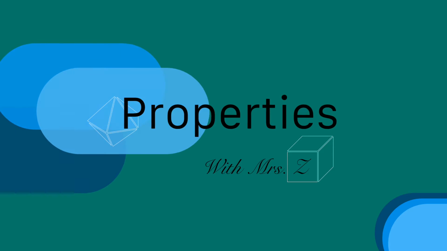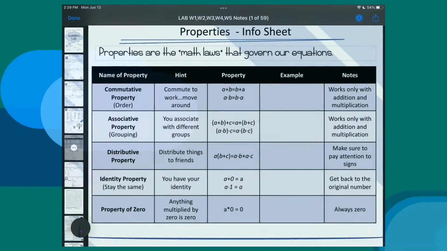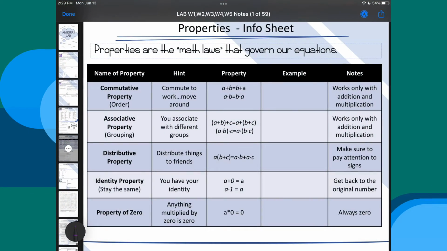This video is about the properties of algebra. Properties are the math laws that govern how our equations can work. There's 5 main properties. The first property is called the commutative property.